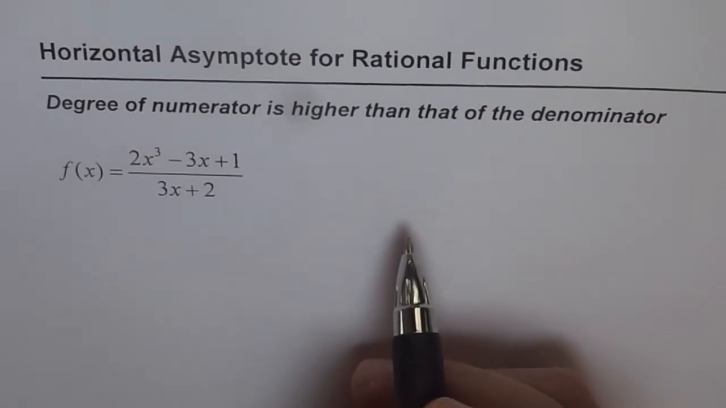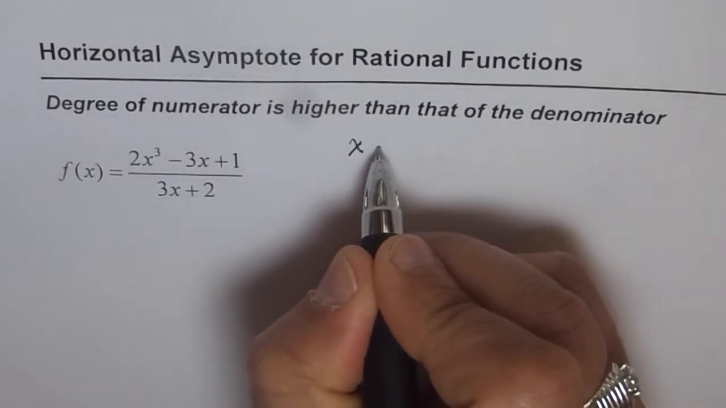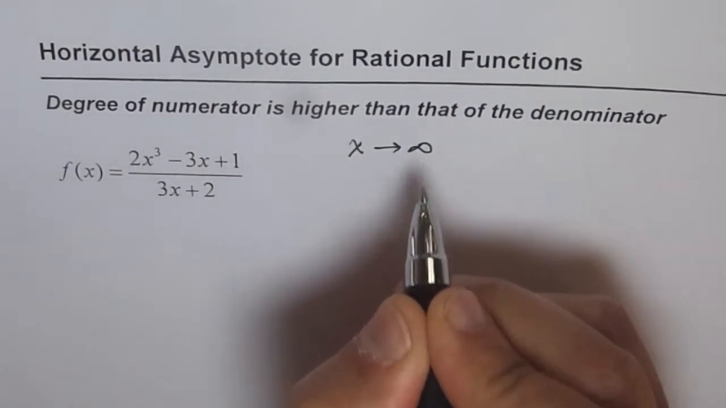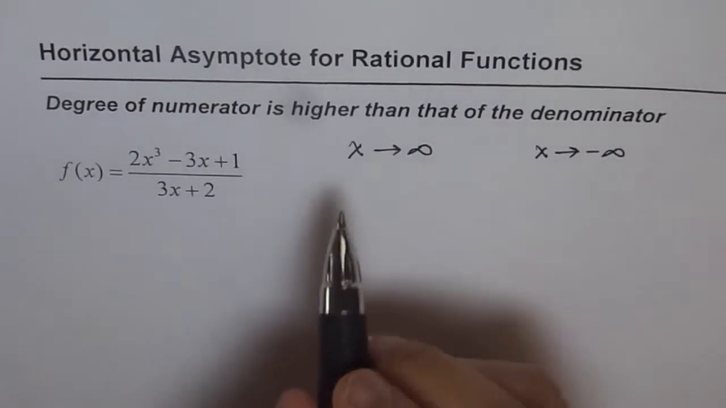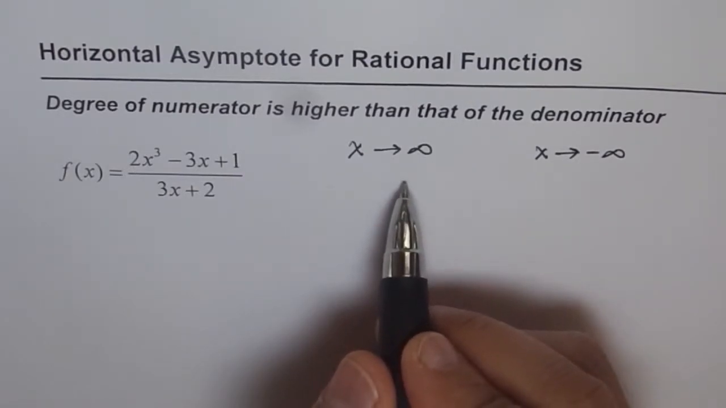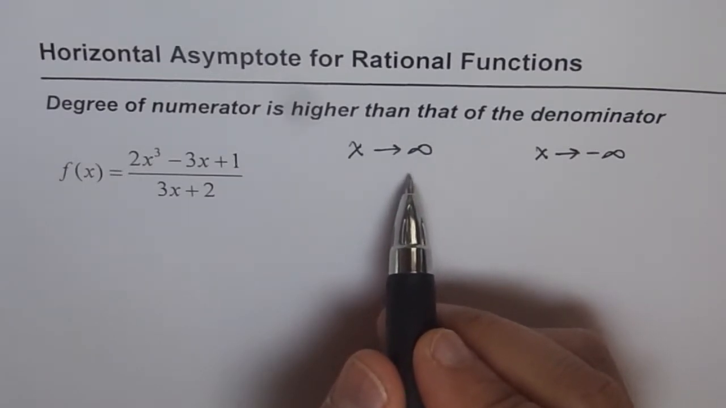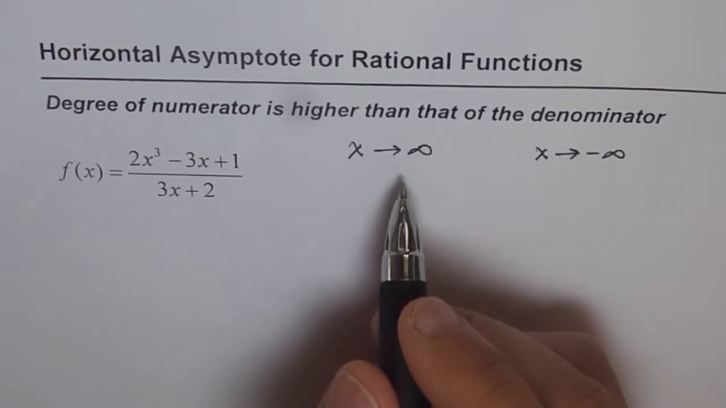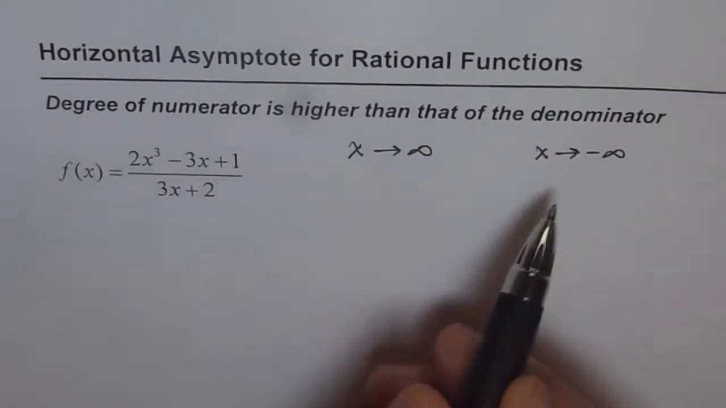Now let us try to prove it. To prove it, what we are trying to say is what happens to the function as x approaches plus infinity or as x approaches minus infinity. If it approaches a value, then the horizontal asymptote can be written as y equals that value. If it approaches an undefined value like infinity, then the horizontal asymptote does not exist. So how are we going to solve it? Let's find the limit of this function as x approaches plus or minus infinity.